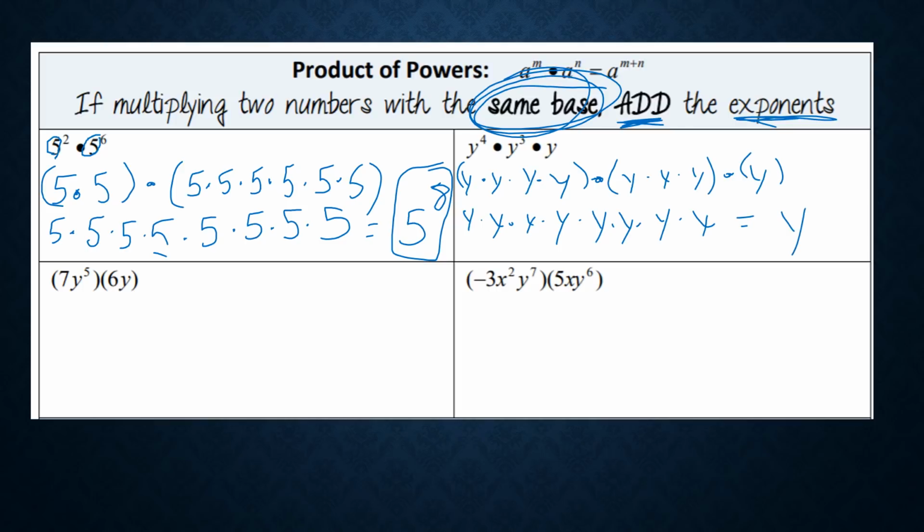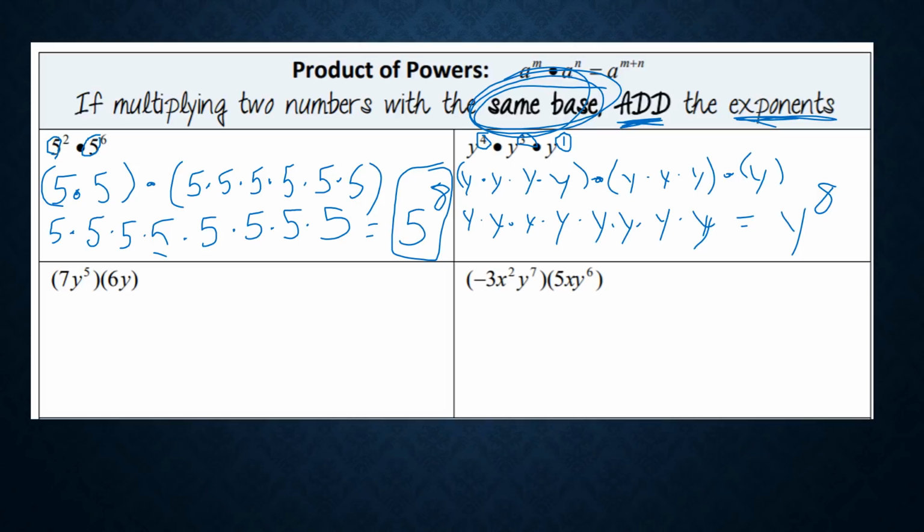Again, same base. And then we're going to count how many we had. We had 1, 2, 3, 4, 5, 6, 7, 8. So that's y to the 8th there. Again, go back and look at your exponents. We had a 4. We had a 3. If you don't see an exponent there, it's a 1. So 4 plus 3 plus 1 is 8.